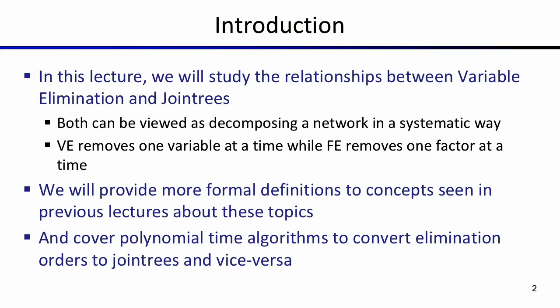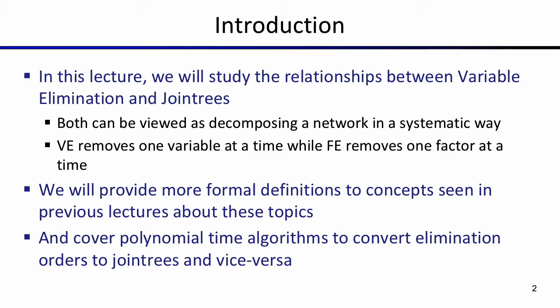Okay, so in this lecture, we're going to study some relationships between variable elimination and joint trees. We can understand both techniques as ways of decomposing a network in a systematic way. For instance, variable elimination removes one variable at a time, and factor elimination removes one factor at a time. So we can think that we have the original network, and we start decomposing this network by removing variables or factors. That's why this lecture is called graph decomposition.